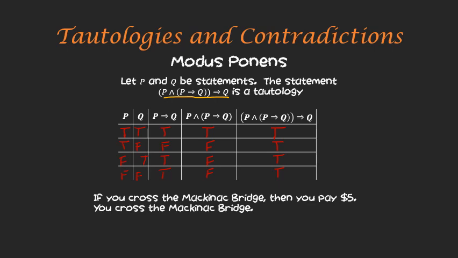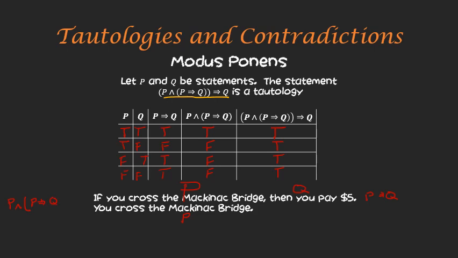So I'll use this Mackinac Bridge $5 one. So if you cross the Mackinac Bridge, then you pay $5. So P is you cross the Mackinac Bridge. Then you pay $5. That is Q, is you pay $5. And so this sentence here is really saying P implies Q. And then the last sentence, you cross the Mackinac Bridge. So that's P again. So the first sentence is P implies Q. The second sentence is establishing P. And so in total, what we have here is P and P implies Q.